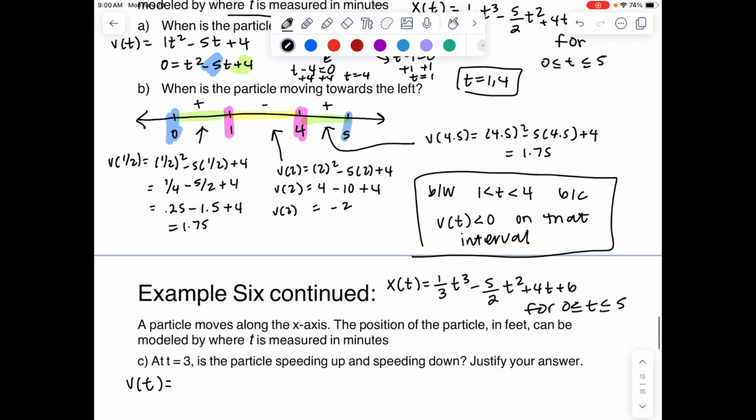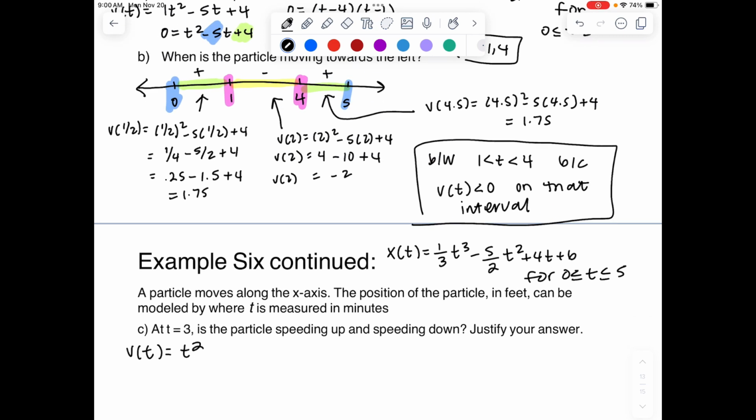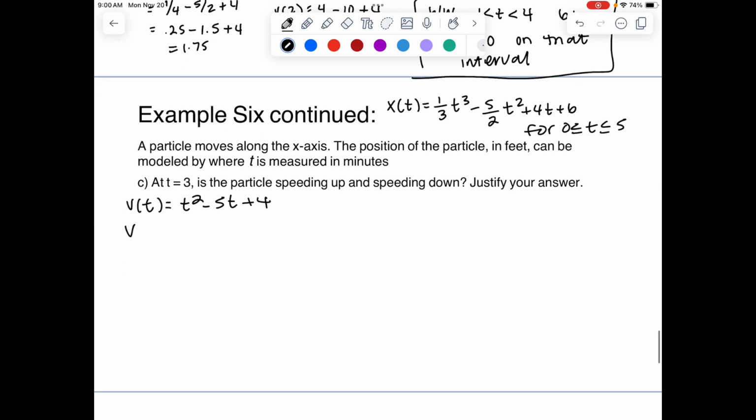We can just pull that from the last problem. The equation was t squared minus 5t plus 4. And so the velocity at 3 is 3 squared minus 5 times 3 plus 4, which is 9 minus 15 plus 4, which equals negative 2. And so it's going to be negative 2 feet per second, or sorry, per minute, because that's what this one tells us. And then we need to find the acceleration.